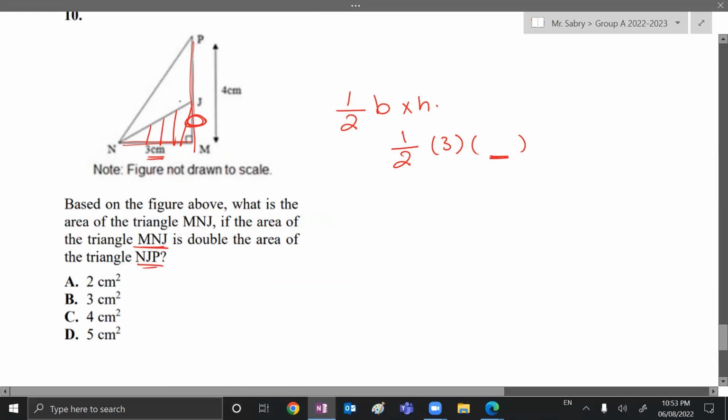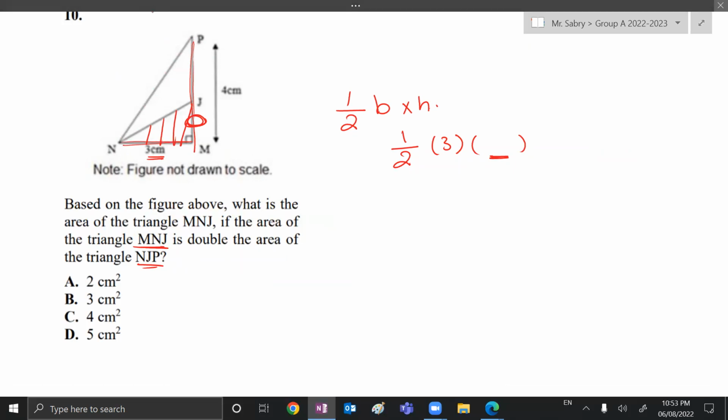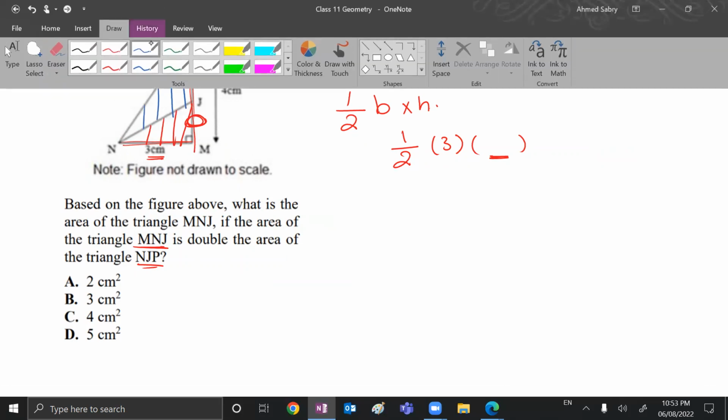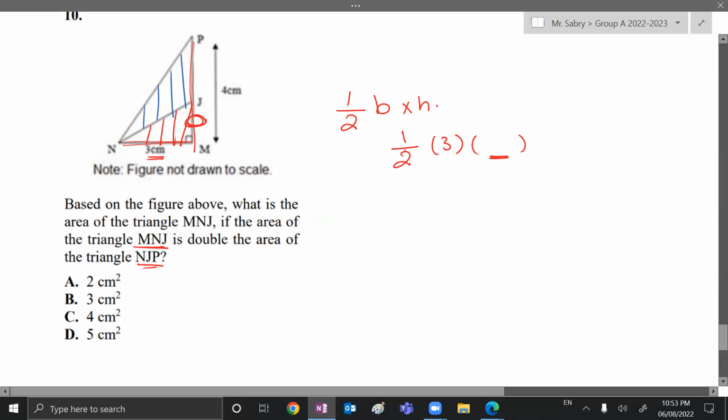NJP is this here. Let me highlight it with blue. So they said that the area of this MNG is supposed to be double, 2 times the area of triangle NPJ. Here's how I'm going to think about this one, and I want you please to concentrate with me.